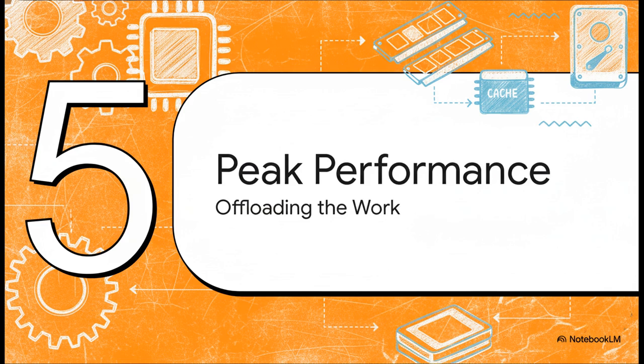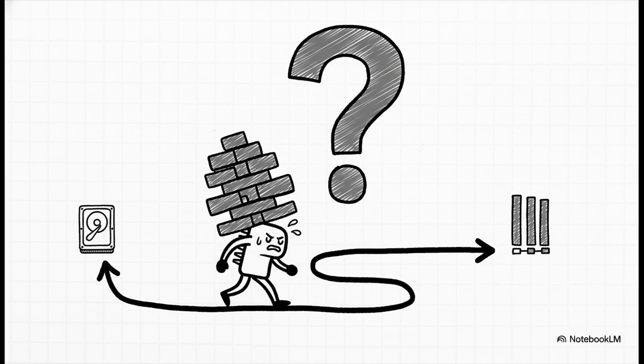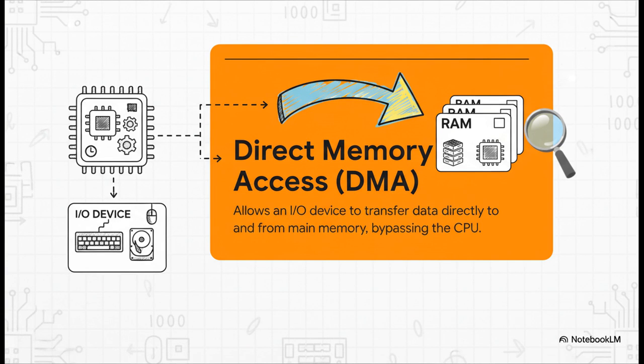But we can push this efficiency thing even further. What if we could reduce the CPU's workload so much that it's barely involved in these data transfers at all? Right, because even with that doorbell system, the CPU is the one that has to answer the door and carry the data, the groceries, from the device into memory. And that's still a distraction from its main job of computing. So the question is, can we delegate this chore entirely? You bet we can, and the solution is called Direct Memory Access, or DMA.